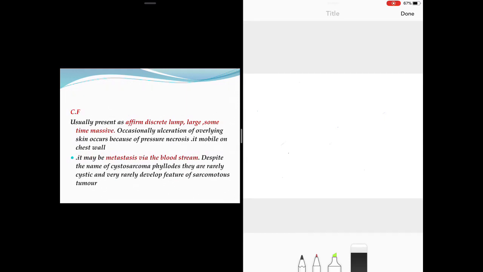The clinical features of this mass are a firm discrete lump, large, sometimes massive. Occasionally the overlying skin ulcerates, as it is large in size. We will show you a picture in the PowerPoint. It may metastasize via the bloodstream. It doesn't go to the lymph nodes, it goes via the bloodstream.